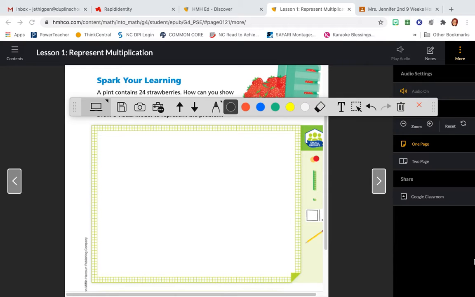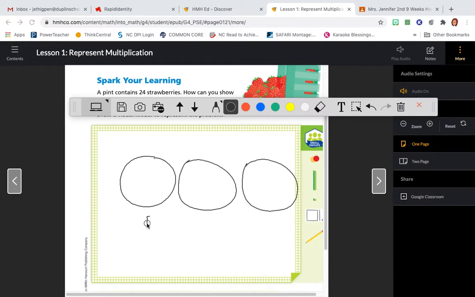We know that each pint has 24 strawberries. We want to find out how many strawberries are in 3 pints. So I'm creating equal groups here. So I'm going to draw 3 equal groups, and they're going to represent my 3 pints. So we've got group 1, group 2, and group 3. And then within each pint or each group, we're going to show that there are 24 strawberries.